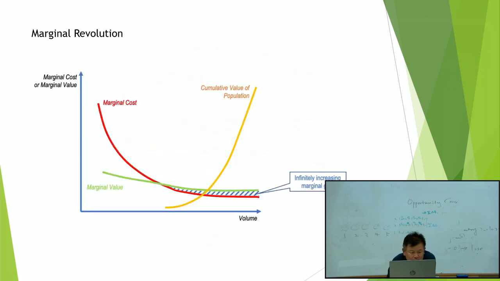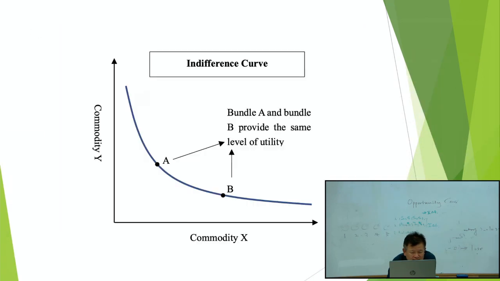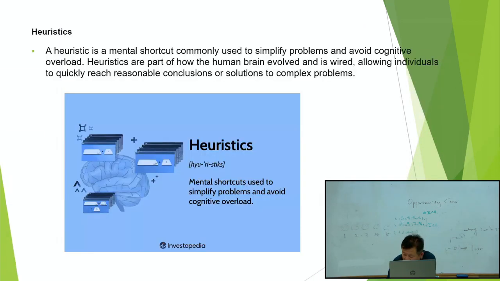And the heuristics. Heuristics, we also think about the utility function, and they are very useful tools. The mental shortcut used to simplify problems and avoid cognitive overload. So we think about rational choices. At that time, we can use this concept. The heuristics is the mental shortcut commonly used to simplify problems and avoid cognitive overload. I said that very simplified.